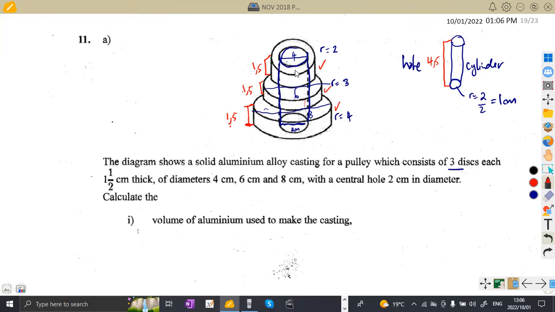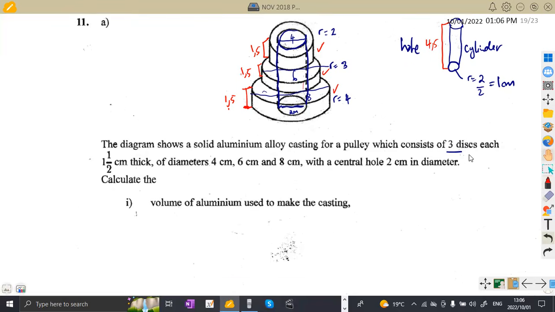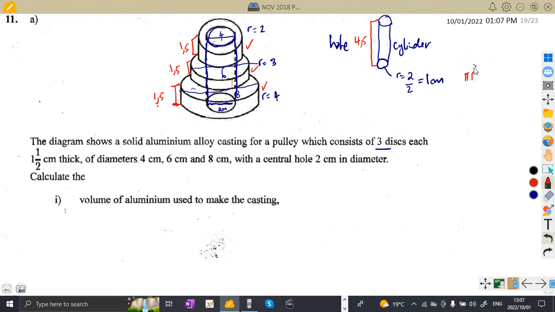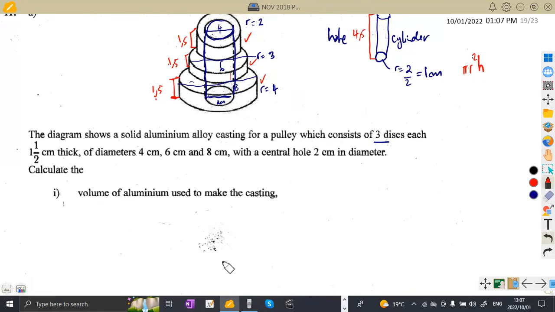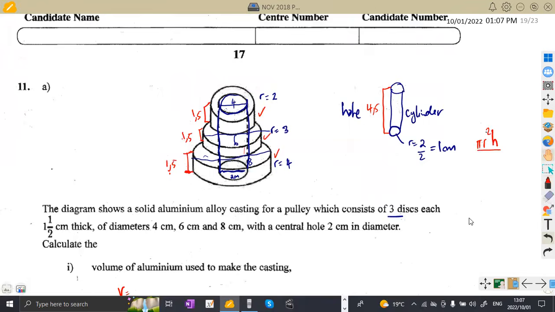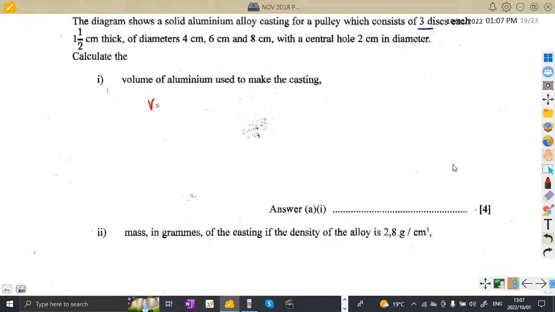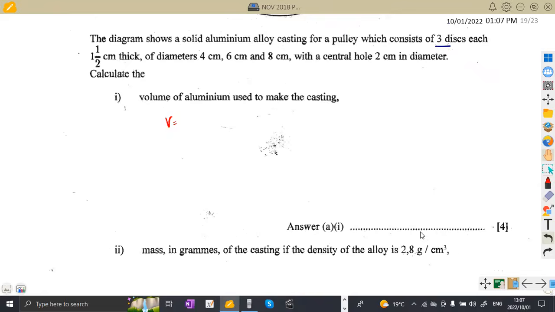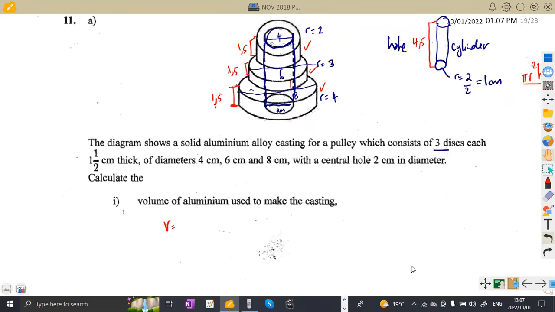Remember, a disc is actually a cylinder also, and the volume of a cylinder, guys, is pi r squared h. Our volume is going to be the first cylinder, pi r squared. What are we given as our pi? Remember, we use the pi that we are given in the question. Are we given the value of pi here? We are not, so you use the pi on your calculator. Remember, there's a pi there.